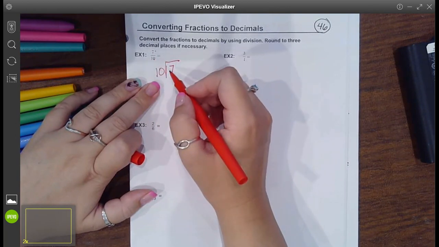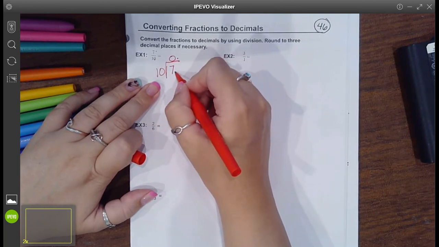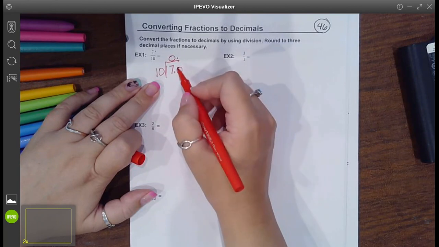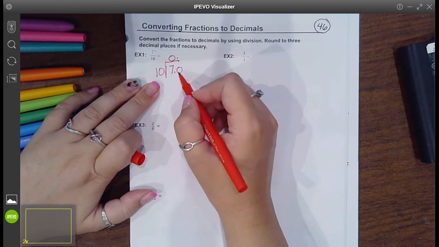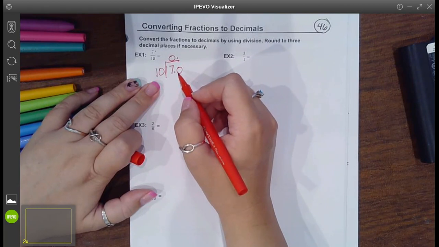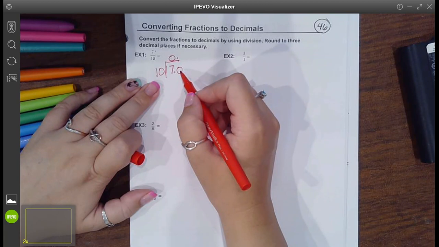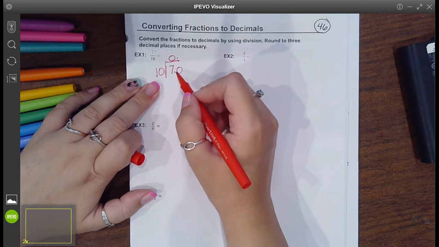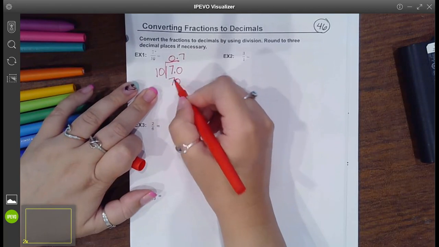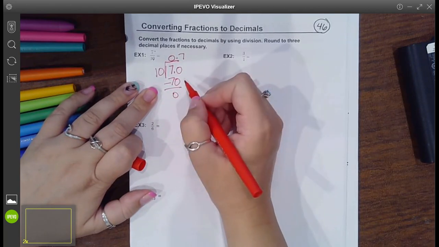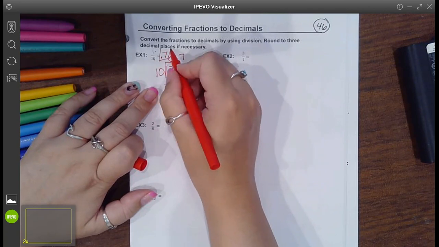So how many times can 10 go into 7? It can't. So I add a decimal and a 0. Do you understand that 7.0 is the same thing as just 7, right? But now I can actually divide 10 into 70. Okay, well, how many times does 10 go into 70? It goes in 7 times. 10 times 7 is 70. It went in evenly. I'm done. So 7/10 is the same thing as 0.7.